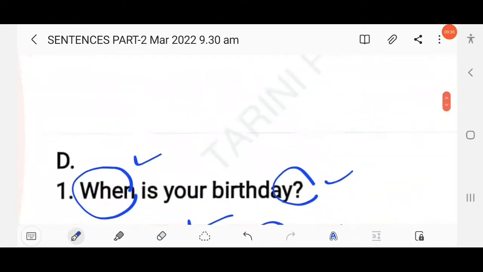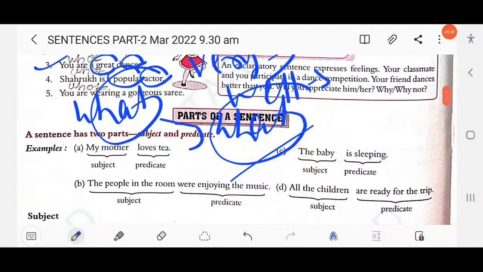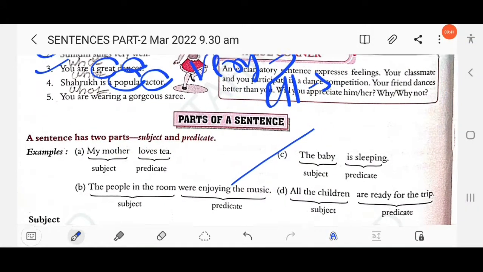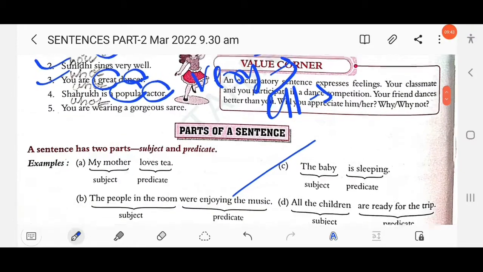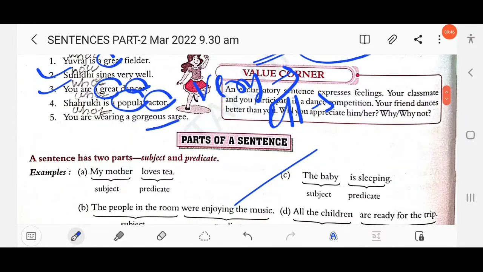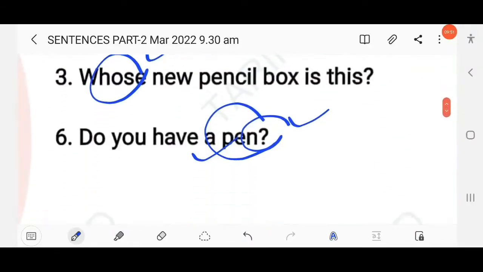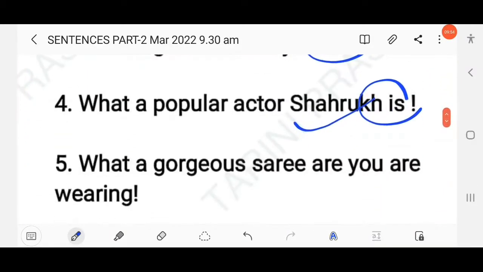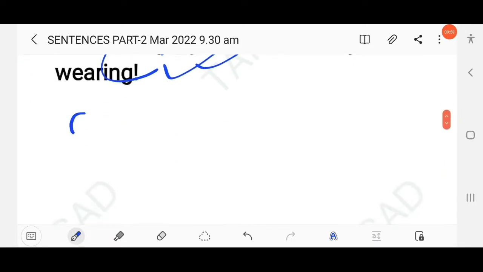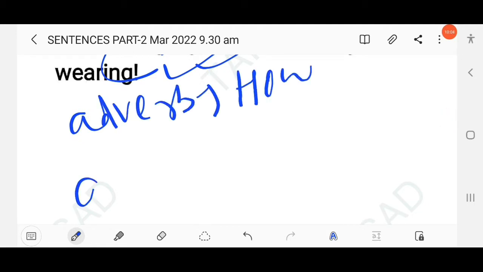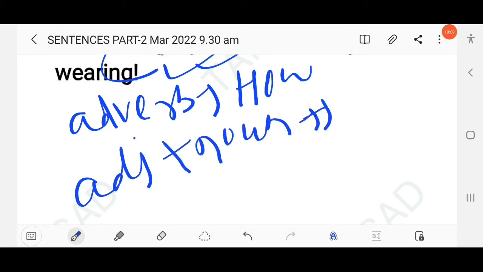Then next here, you are wearing a gorgeous sari. Yes, there is an adjective. So you need to use what: What a gorgeous sari you are wearing. So just remember, if there is an adverb, you have to use how. If there is adjective plus noun, you need to use what, clear.